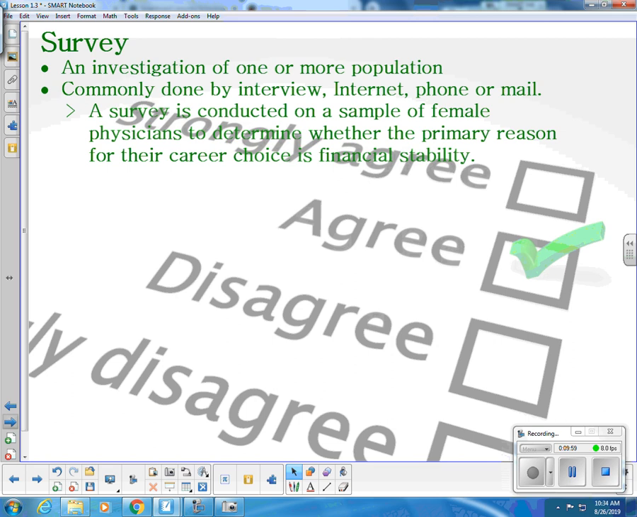A survey, you know what a survey is. You're going to mail a survey, you're going to talk to them on the phone, you're going to knock on their door, email them. Okay. So survey's pretty basic.